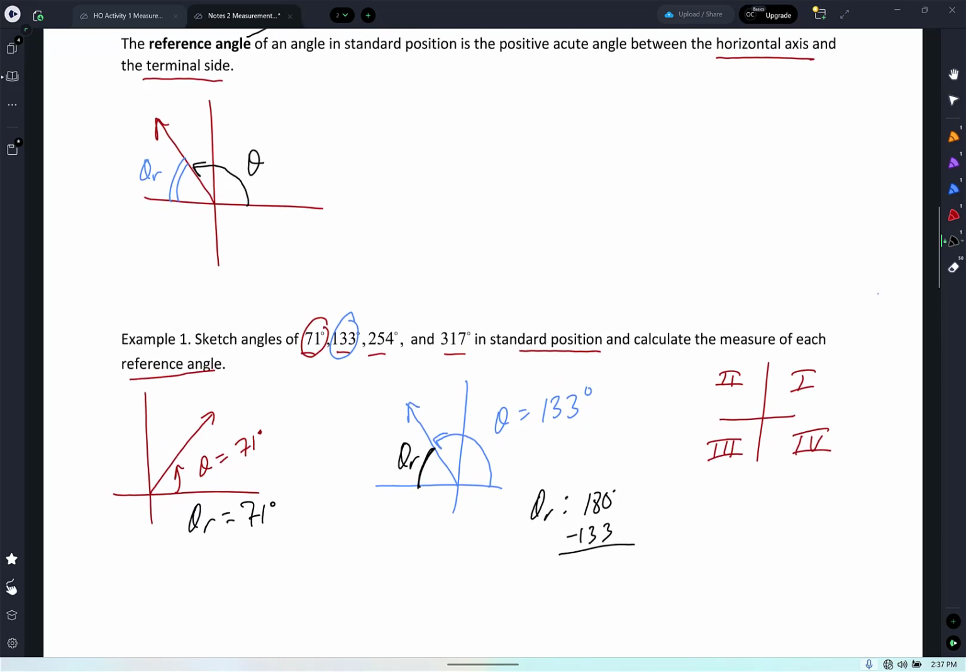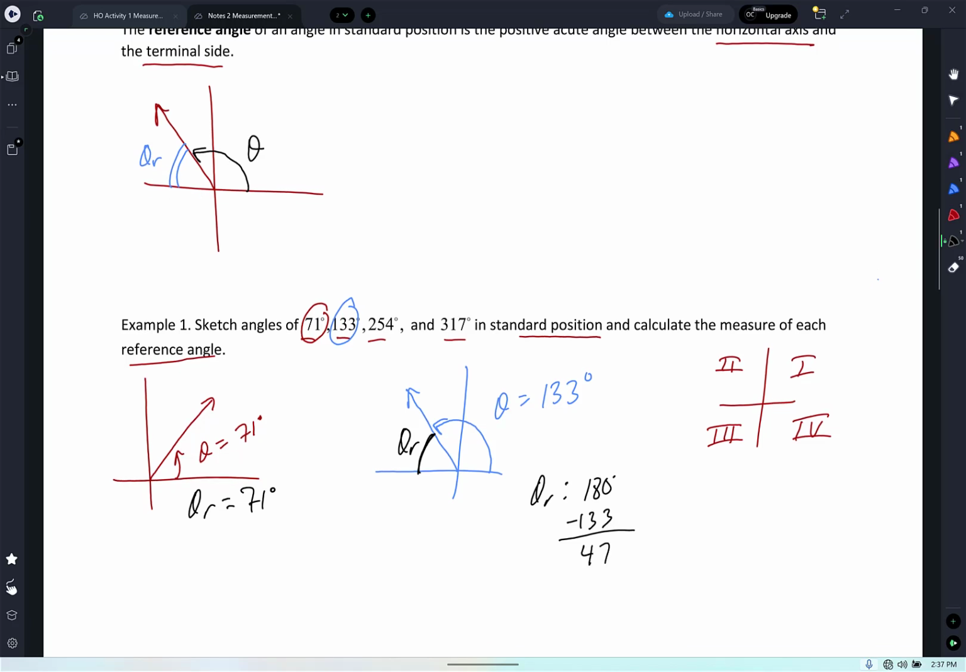So what is 180 minus 133? So that is, there it is, 47 degrees. That's my reference angle. Your reference angle will always be acute. Are we okay? I'm going to go to burnt orange for you Longhorn fans.